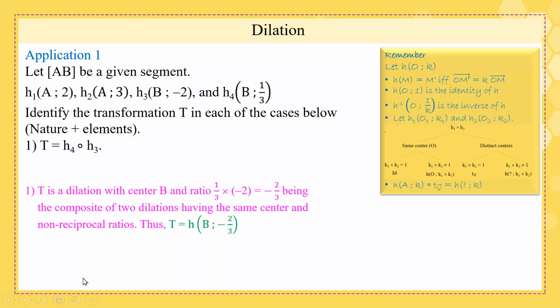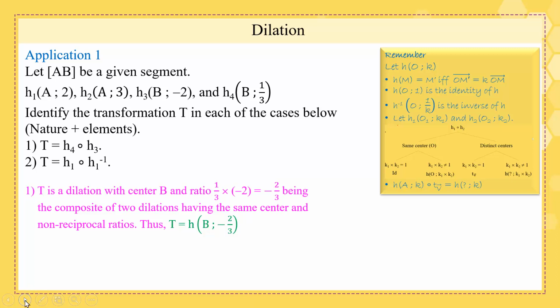The solution of the first part: T is a dilation with center B and ratio 1/3 multiplied by -2, it will be -2/3, because the composite of two dilations having the same center and non-reciprocal ratios means the product of the ratios is not equal to 1. Thus, T will be a dilation of center B and ratio -2/3, which is the same center as H4 and H3. The second example, find T equal H1 around the inverse of H1.